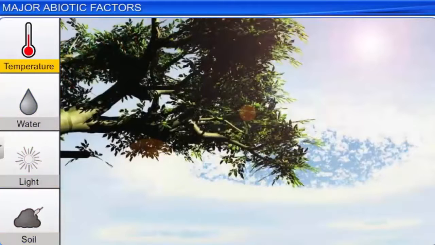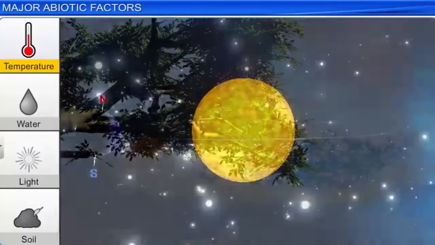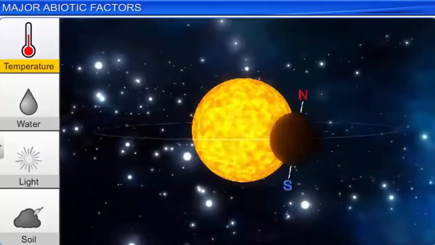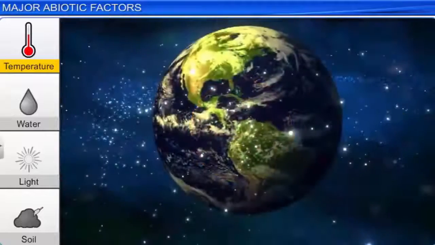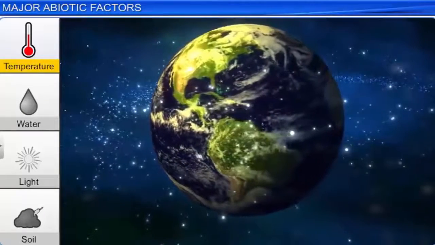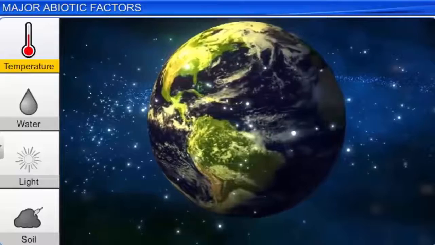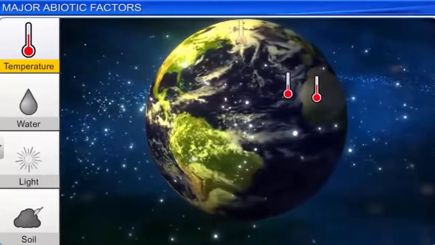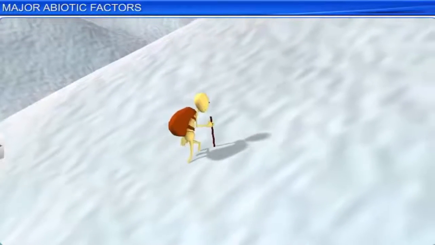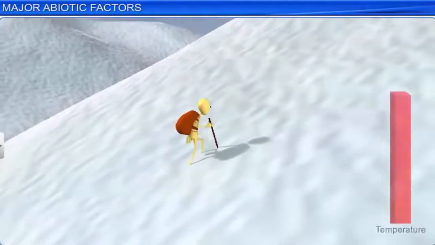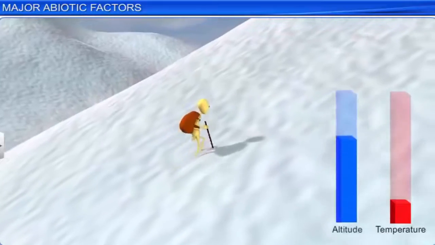Temperature is one of the most important abiotic factors that influence the life of organisms. On Earth, the average temperature on land varies seasonally. Moreover, as you move away from the equator towards the poles, you will notice a progressive decrease in temperature. Similarly, as you climb mountains, temperature decreases with an increase in altitude.